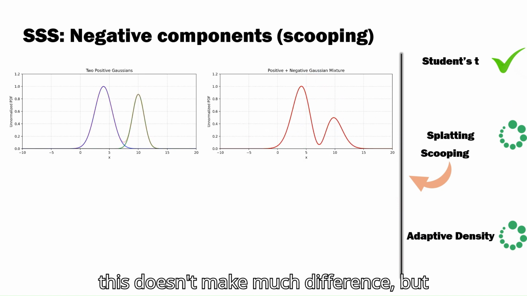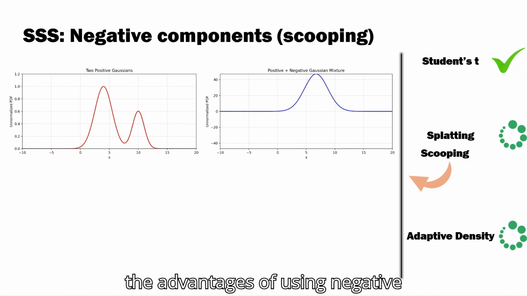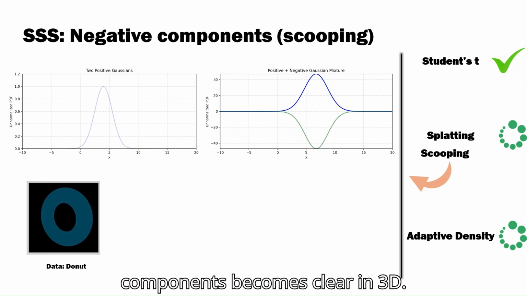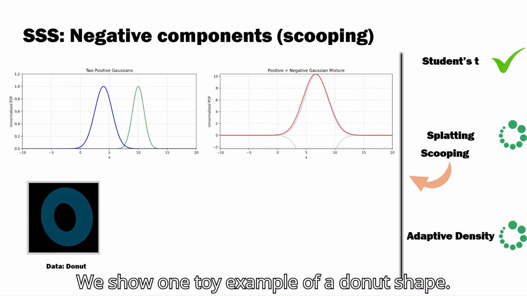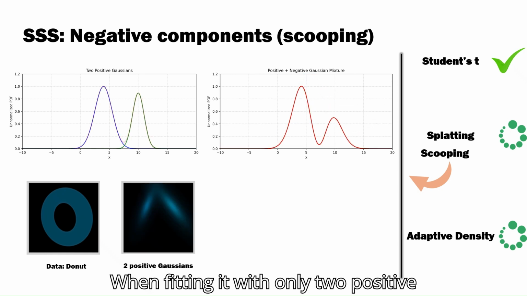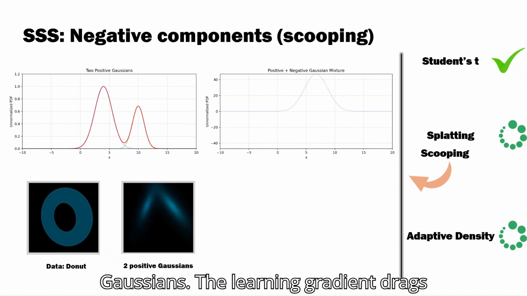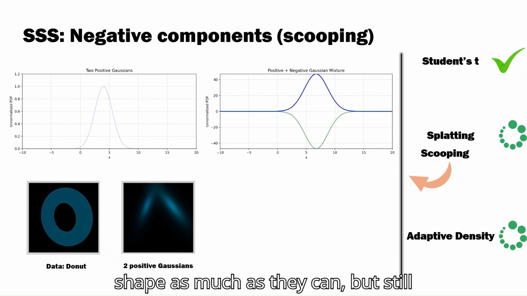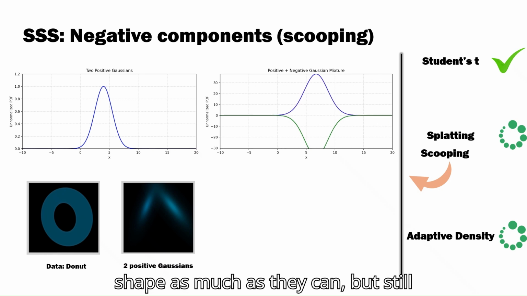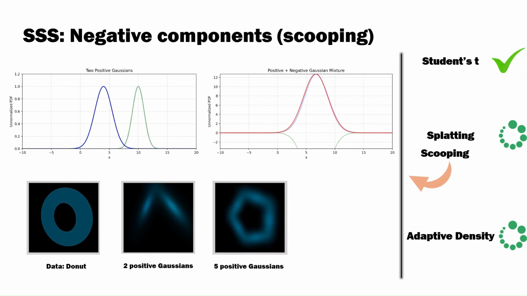In 1D, this doesn't make much difference, but the advantages of using negative components become clear in 3D. We show one toy example of a donut shape. We fit it with only two positive Gaussians. The learning gradient drags the two Gaussians to cover the donut shape as much as they can, but still missing the majority of the shape.